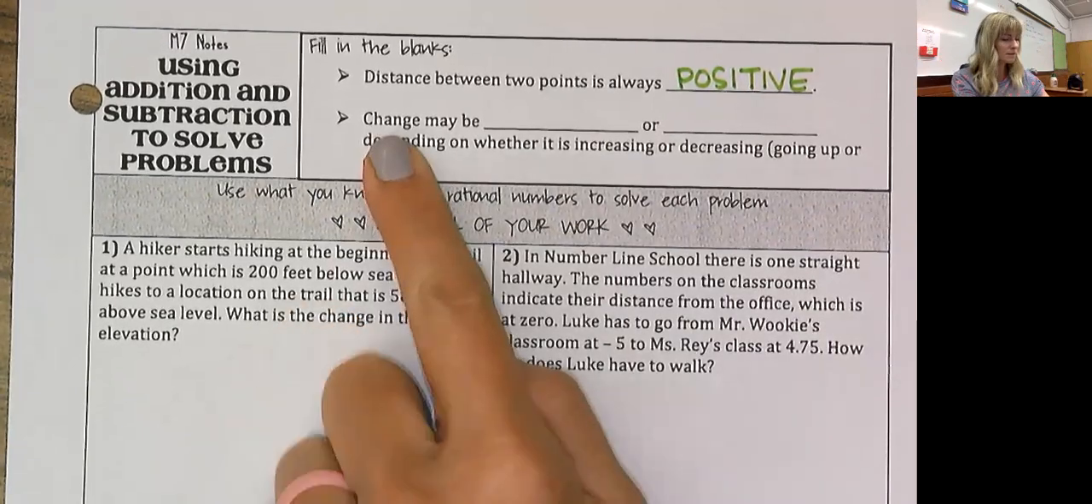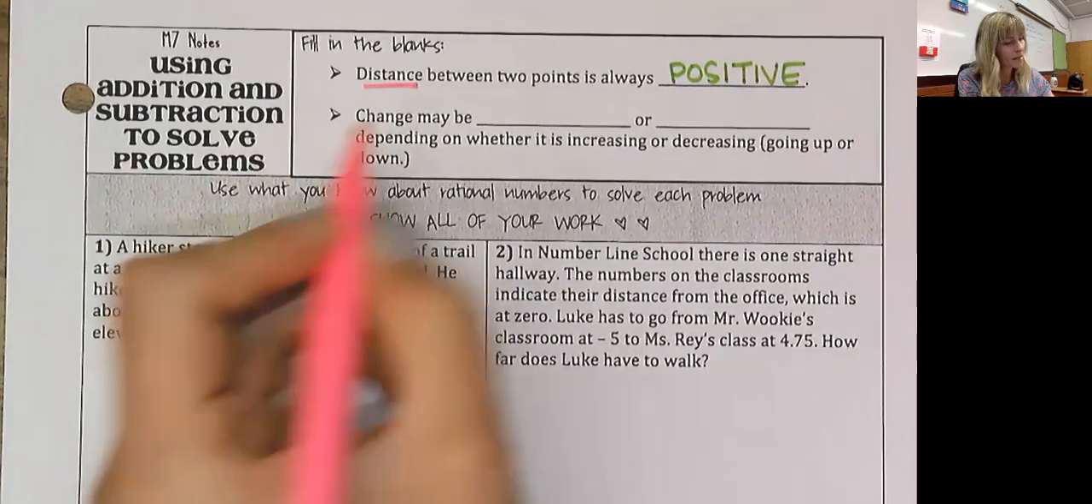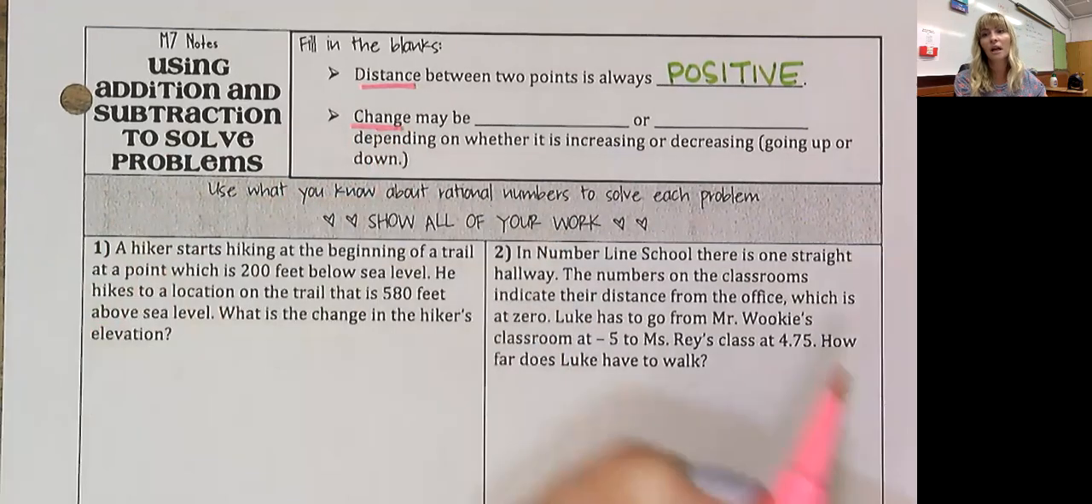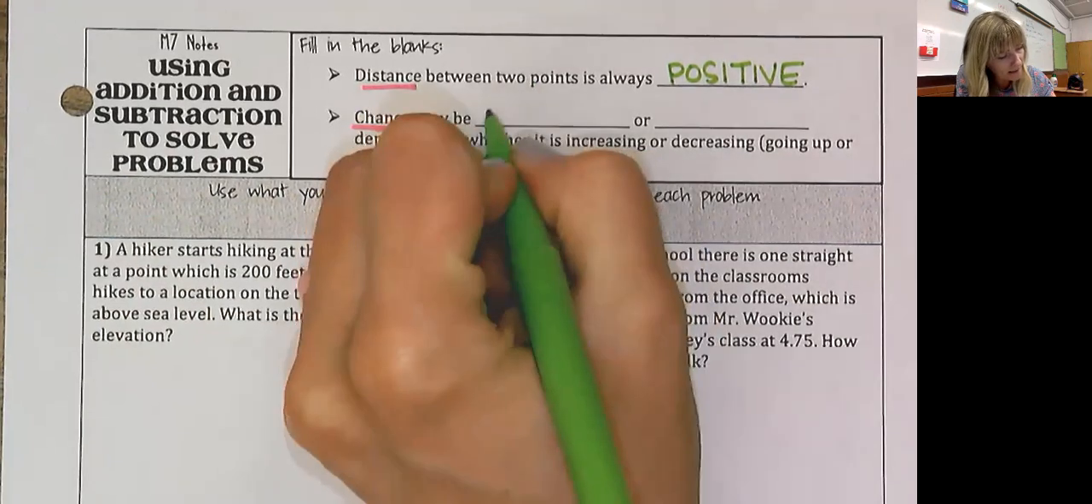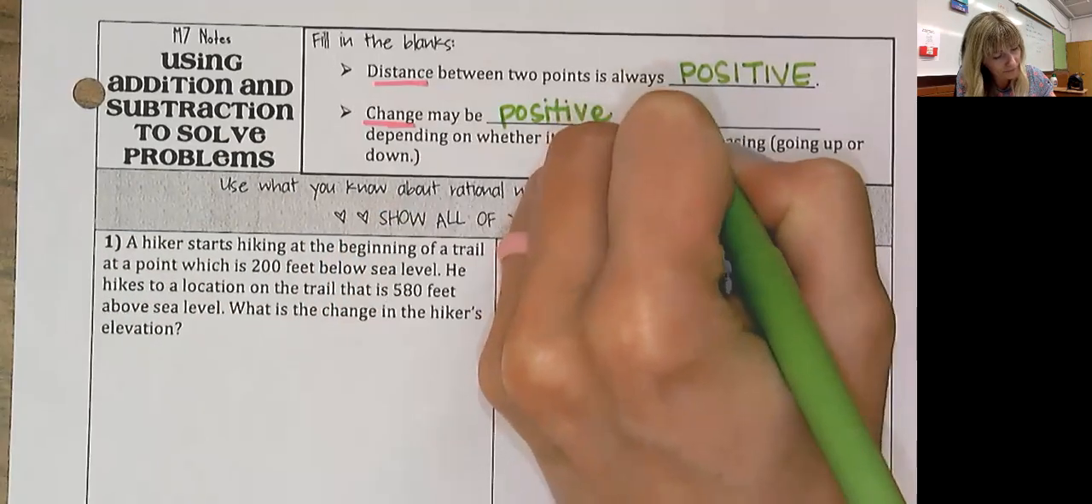Now, another thing you run into, so distance is one important thing that you run into with subtraction modeling. Another thing you run into is how much things change. And change is interesting. So that was like the change in temperature. Change can actually be positive or negative.